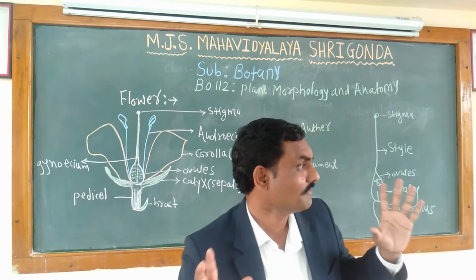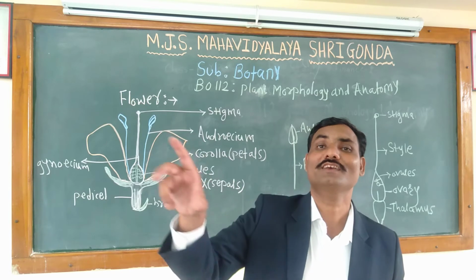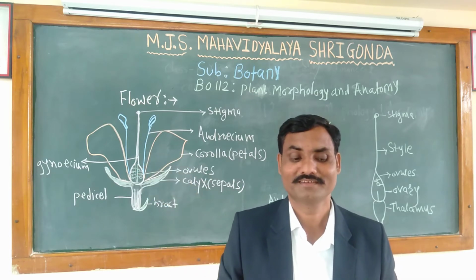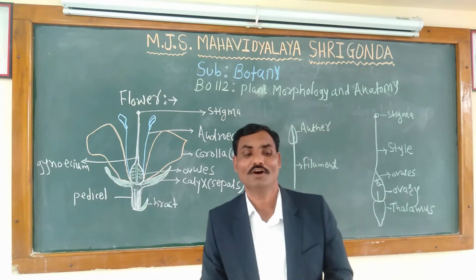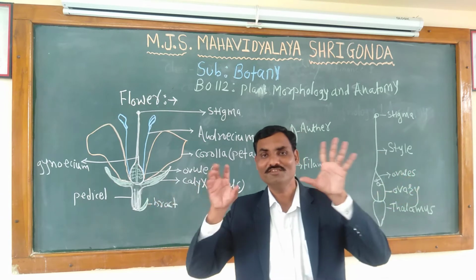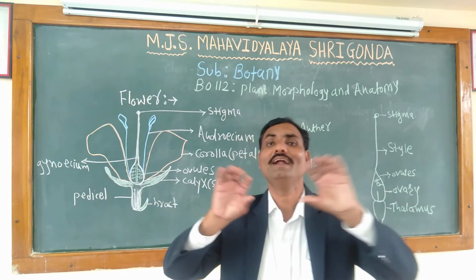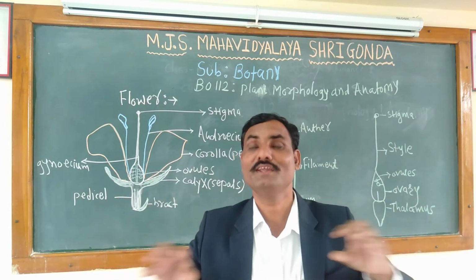Then there are some forms of the thalamus that are flat. You see it in the lotus. Or it may be convex or cup shaped in nature. Means thalamus are of different types, different shapes, various forms.